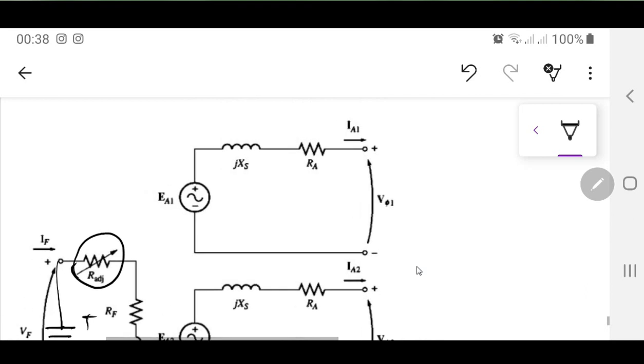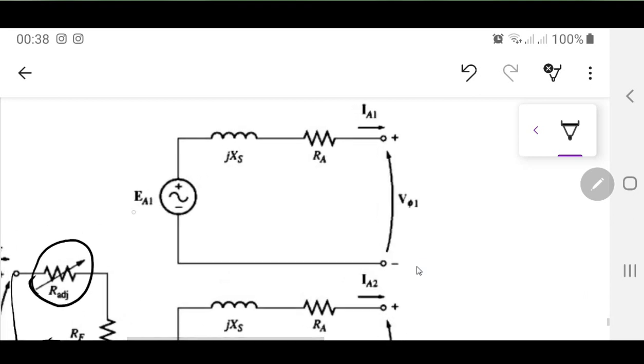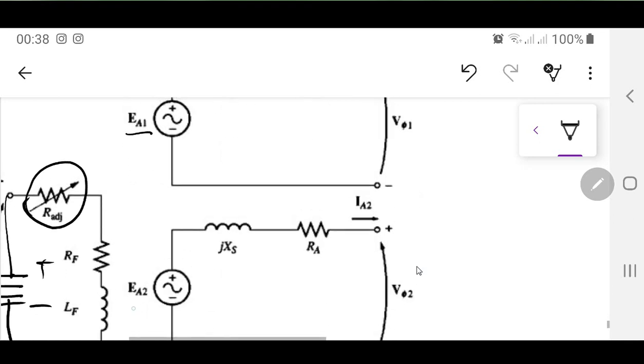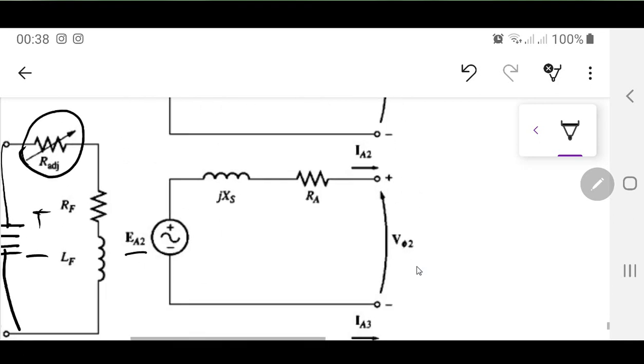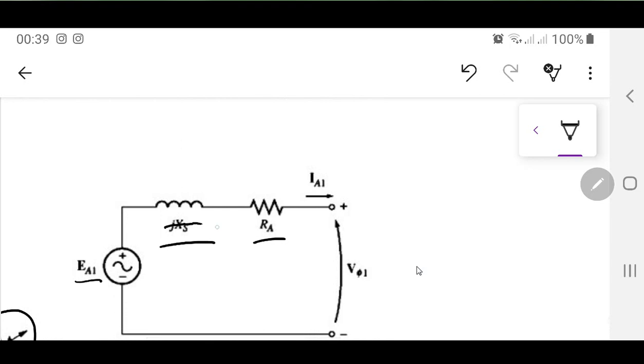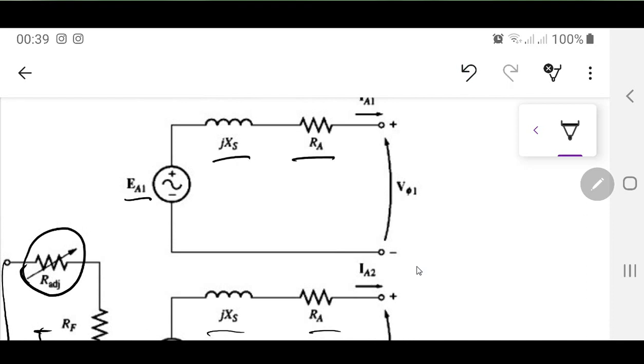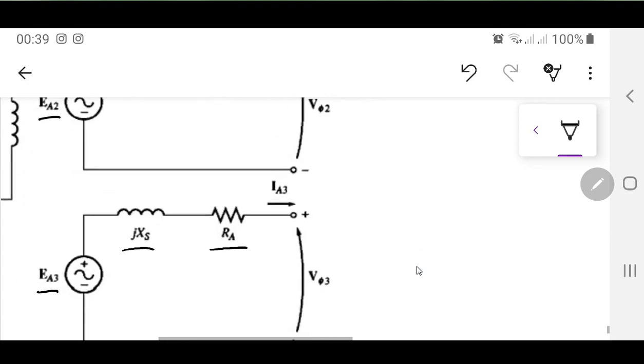And now here, since this is all three phases, instead of writing EA, EB or EC, what they have done in the book, this picture is taken from the book, is EA1, and then in the second diagram you have EA2, and then in the third diagram EA3. The rest of the parameters JXS RA, JXS RA and JXS RA are all the same, nothing changed over there. Sorry about it, I just crossed it. So this is JXS RA over there, and this is V phase 1, and then there is V phase 2, and this is V phase 3.